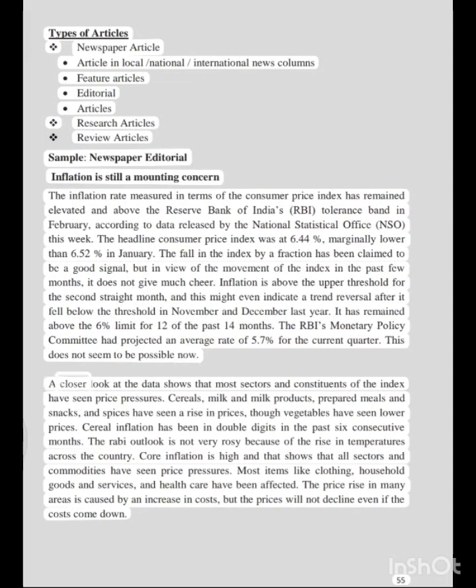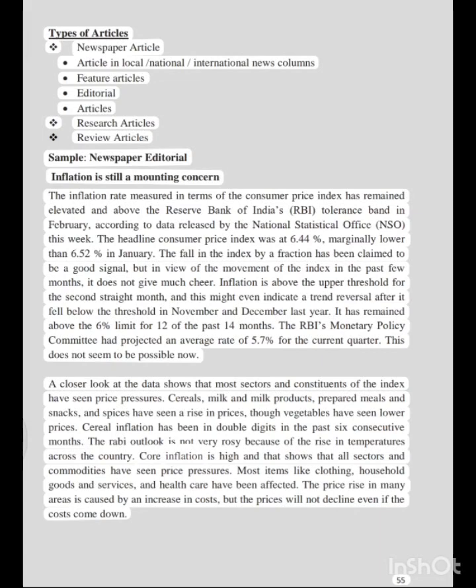A closer look at the data shows that most sectors and constituents of the index have seen price pressures. Cereals, milk and milk products, prepared meals and snacks, and spices have seen a rise in prices, though vegetables have seen lower prices. Cereal inflation has been in double digits in the past 6 consecutive months. The Rabi outlook is not very rosy because of the rise in temperatures across the country.